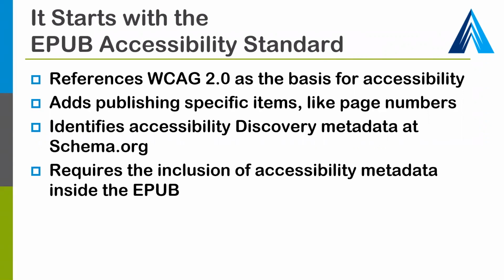The standard identifies accessibility metadata at schema.org, which is how the internet identifies metadata. It's through schema.org. And one of the requirements of a born accessible EPUB is that it must have accessibility metadata inside the publication.